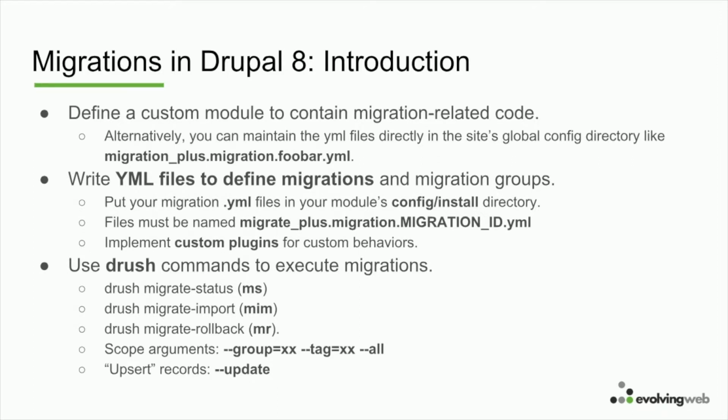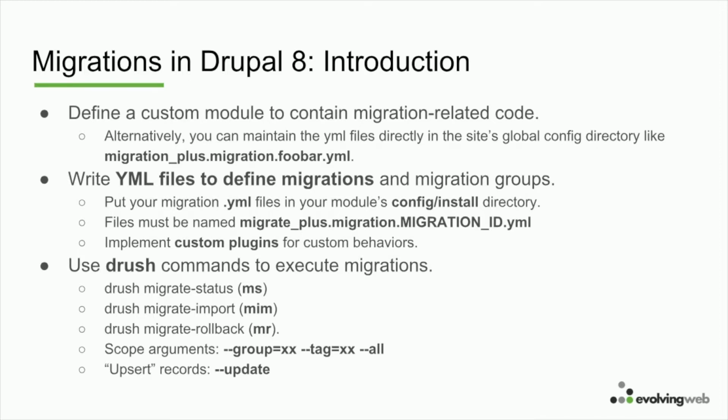So usually what I would do for migrating something, if a project involves migration, I would create a module called custom_migrate or something. And then I'll create a config/install directory inside the module. And I'll add all my migrations in the format like this one, migrate_plus.migration.ID-of-the-migration.yml, and I'll write my migrations in there. So when you install the module, the migrations get added to your config system in Drupal 8, and you can then run your migrations, use it with Drush.